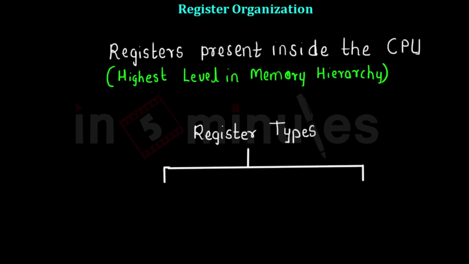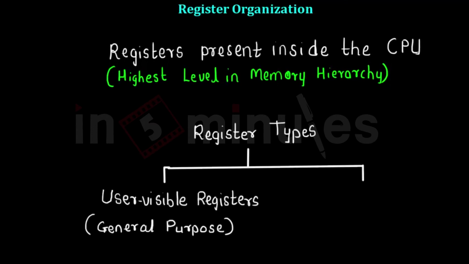They are divided into two types. The registers in the CPU are divided into two types. First type is user visible registers. There are general purpose registers which can be used by users. Specifically, these are used by the machine language program. So for different operations, the machine language program is written using the user visible registers.